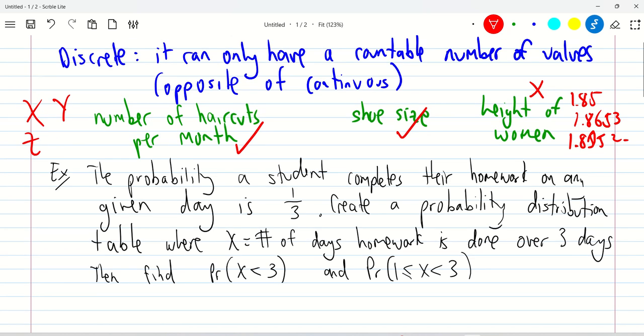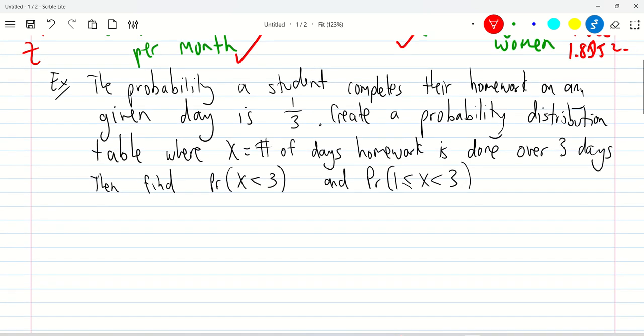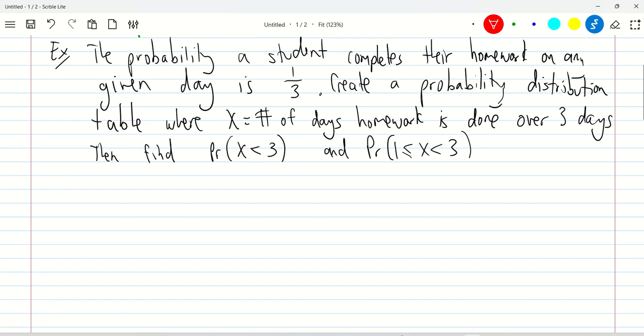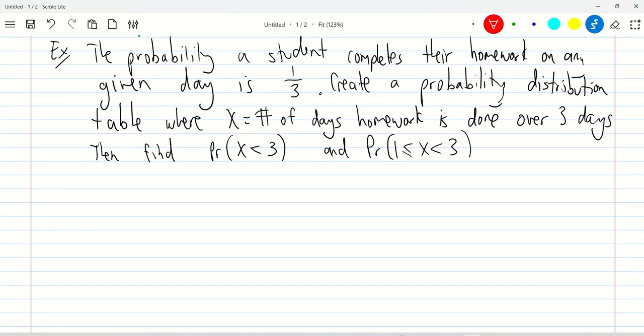We're just going to jump straight into an example, because the best way to describe how this all works is through an example. So let's have a look at this. The probability a student completes their homework on any given day is 1/3. Create a probability distribution table where capital X is equal to the number of days homework is done over 3 days. So we're talking about 3 days here. Then find, we'll get to that later.